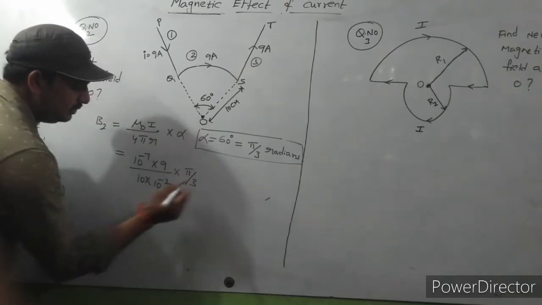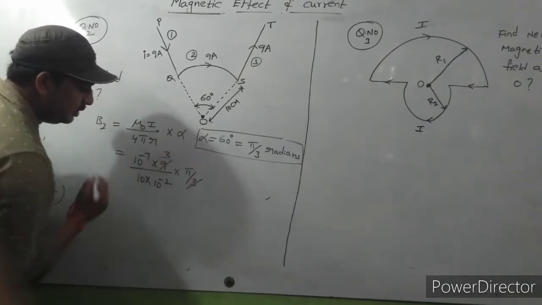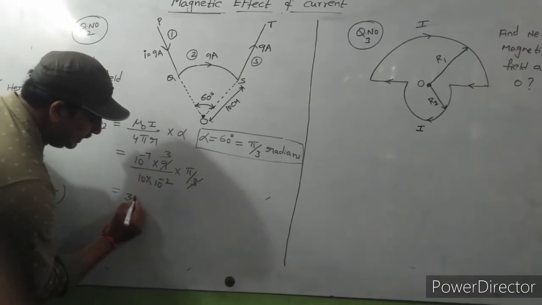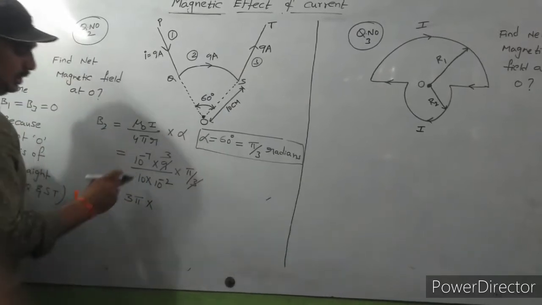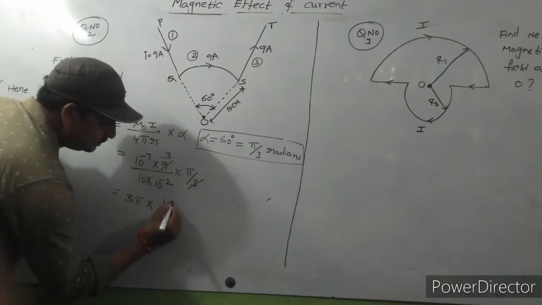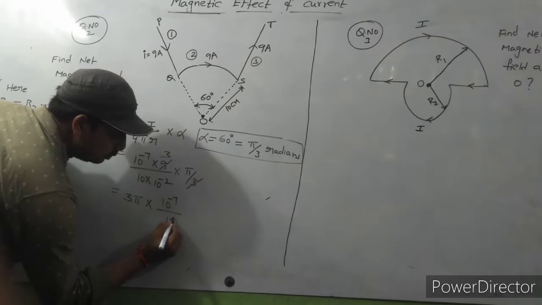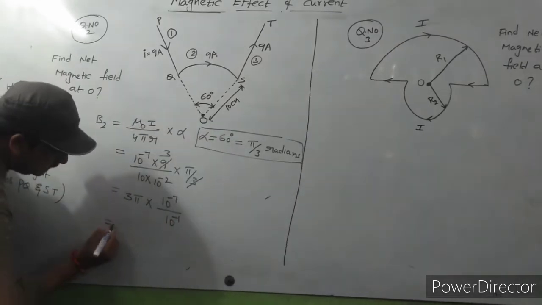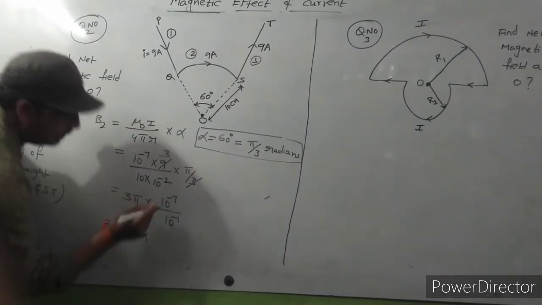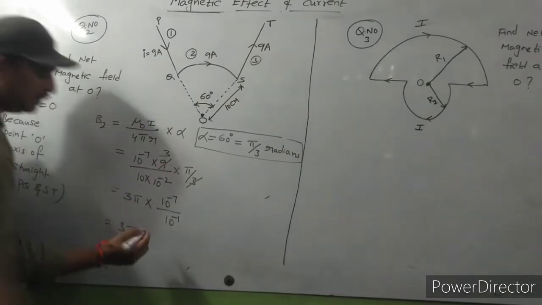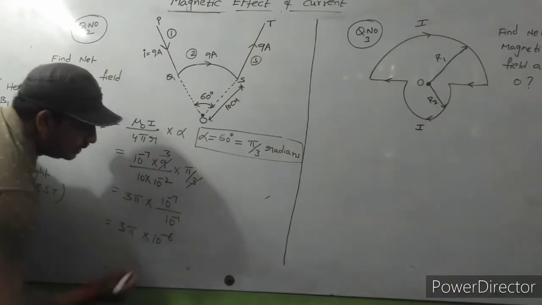Pi by 3, then 3 how many times? 3 times. So what we got here: 3 by 3 pi into 10 power minus 7, by 10 power minus 2, which means 10 power minus 1. That means 3 pi into 10 power minus 7 by 10 power minus 1, which is minus 7 plus 1, 10 power minus 6 Tesla.